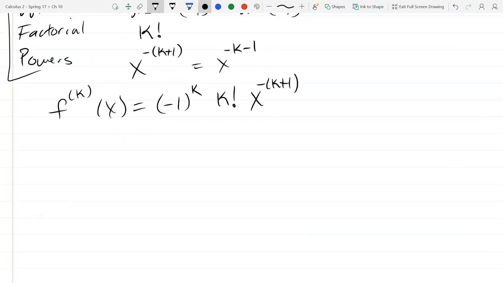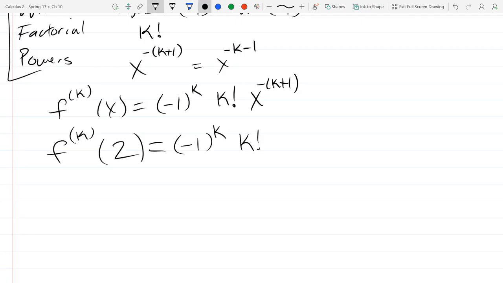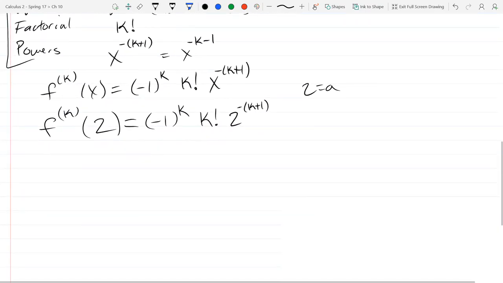So now our next step is plug in a. So our value is 2. So now, once we found the kth derivative, we're going to plug in 2. It should be f^(k) of a. Well, 2 is our a value. So this is f^(k) of a. So there's our f^(k) of 2. Not very exciting. You just replace x by 2.